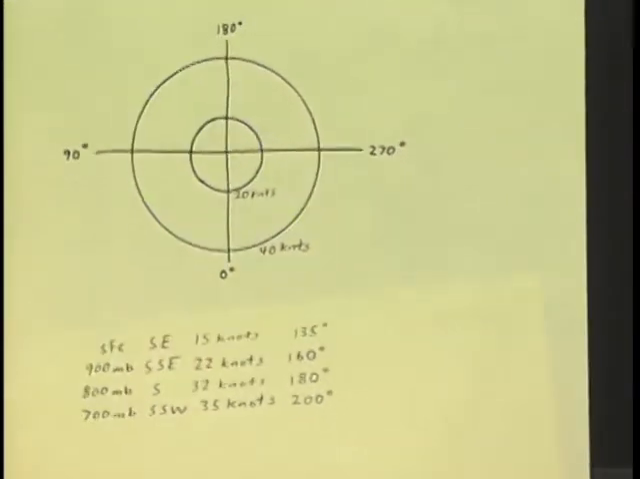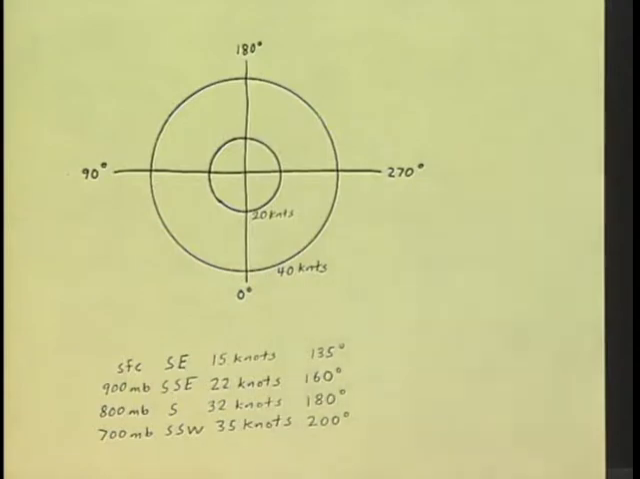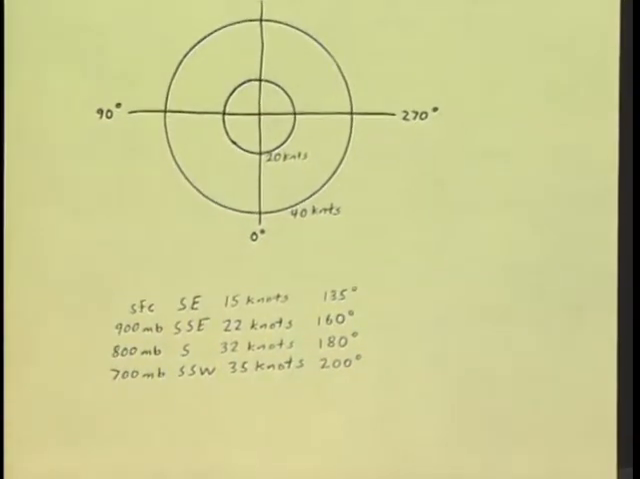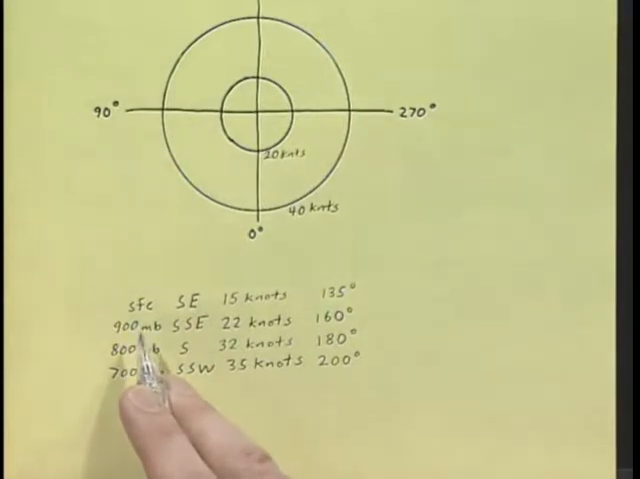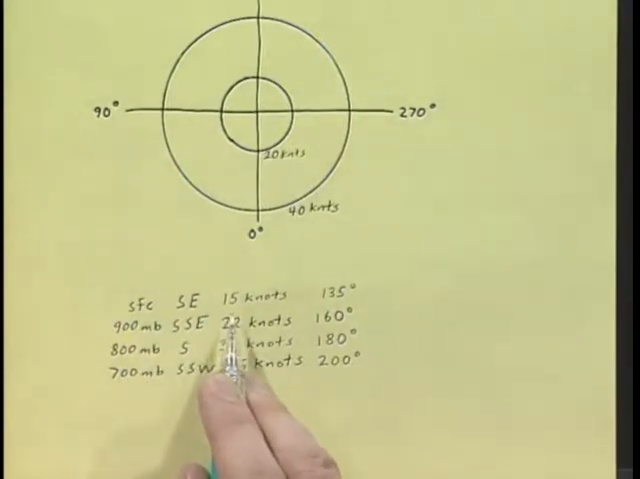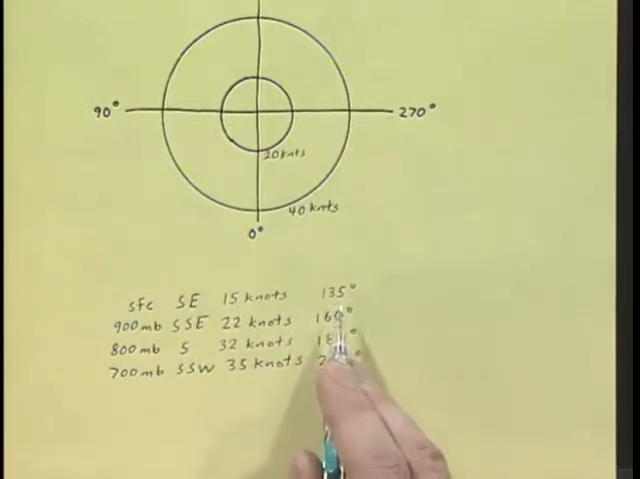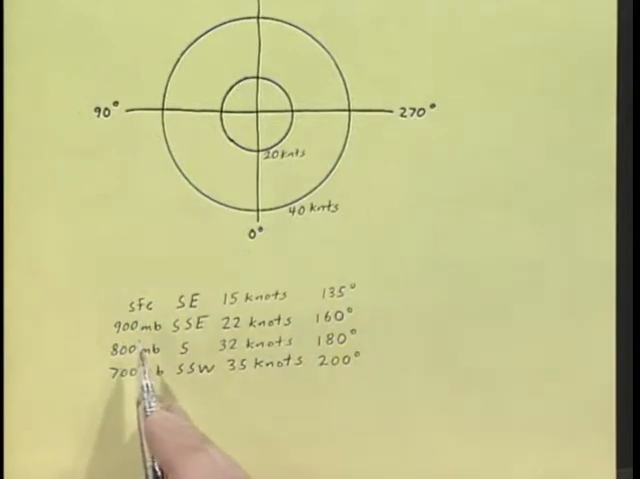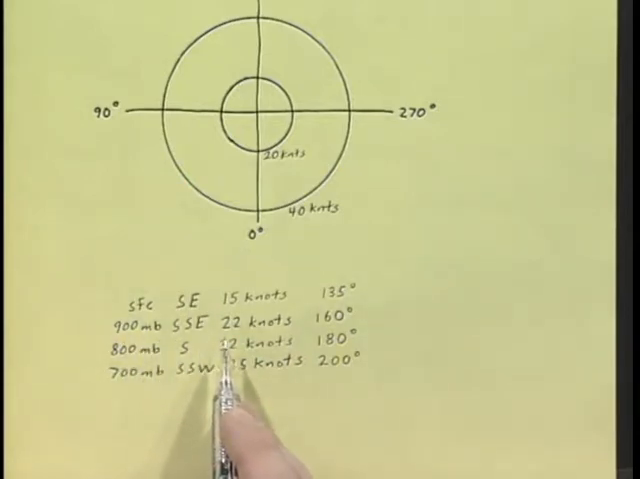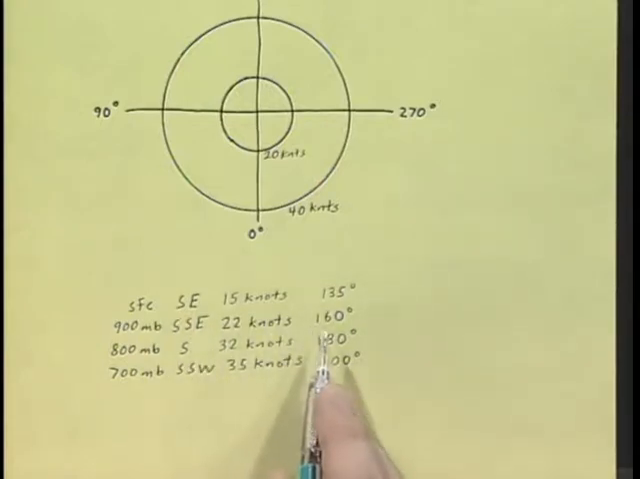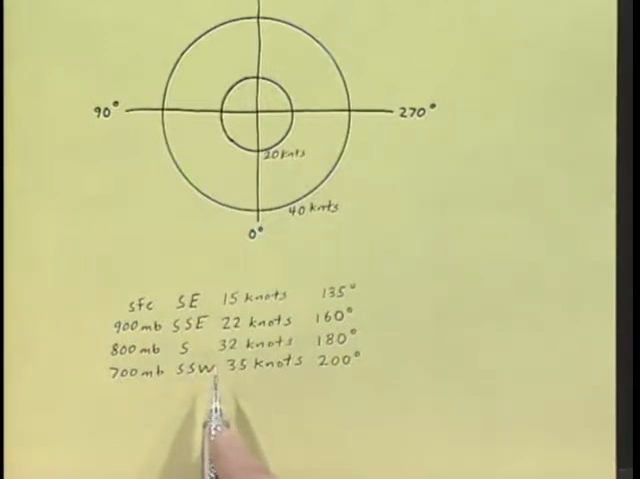And we'll look at an example now of plotting a hodograph. We have some data down here. We have a surface wind from the southeast at 15 knots. And the southeast wind is coming from 135 degrees. At 900 millibars, the wind is south-southeast at 22 knots. The south-southeast wind is 160 degrees. At 800 millibars, a south wind, 32 knots, 180 degrees. And then finally, 700 millibar wind south-southwest, which is 200 degrees at 35 knots.